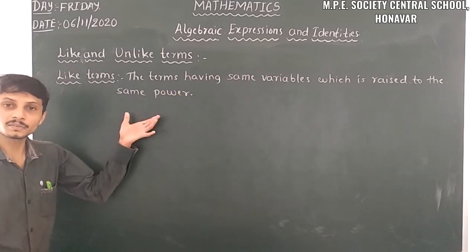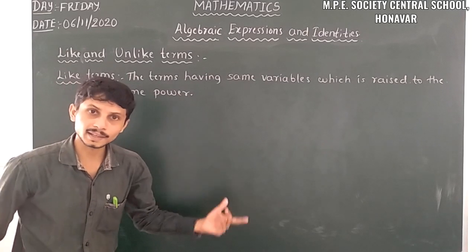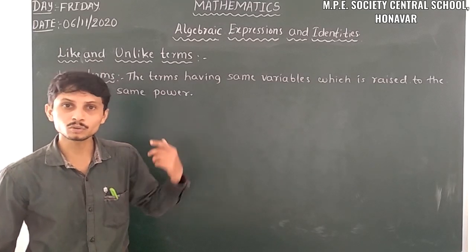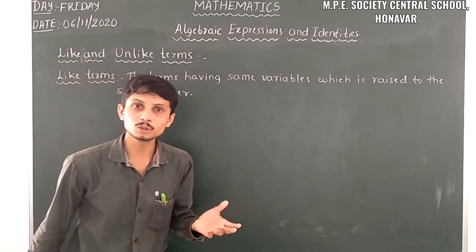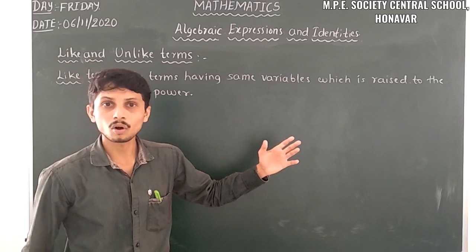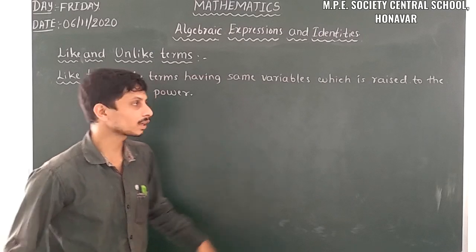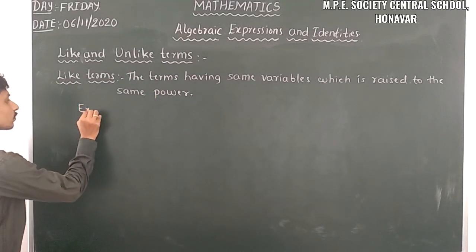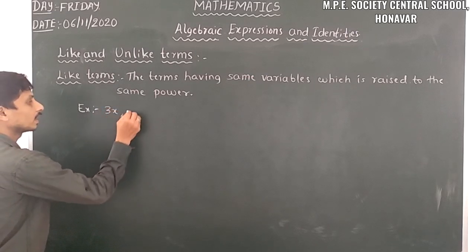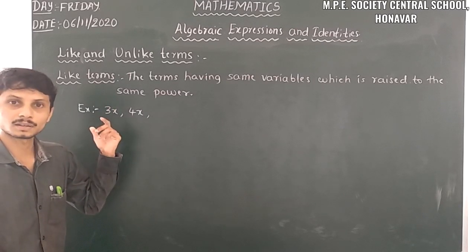So that means here we have to use the same variable. There are no changes at all. If we use x, we have to use x only. If we use y, we have to use y only. If we use xy together, we have to use xy in all the terms. Then only we consider them like terms. For example, when we have only one variable, 3x and 4x, those two are like terms.